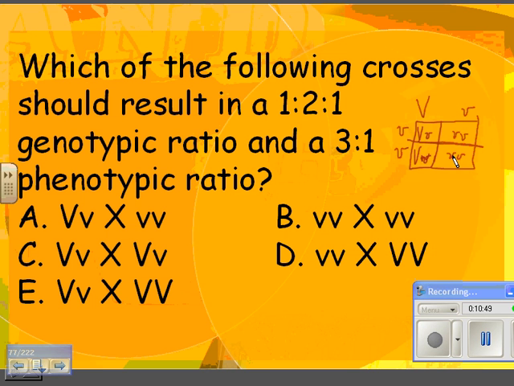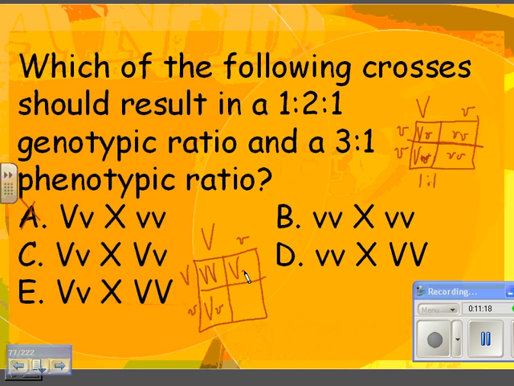Okay, so does this have a 3 to 1 phenotypic ratio? Is it a no? This is dominant and recessive, so it's a 1 to 1 ratio. So it's not that one. How about this one? Big V, little v, big V, little v. That would be it, yeah. Yeah, this is it actually. I wasn't sure what you meant by 3 to 1 at first, but now that you explained it, I can safely say that this one is it.